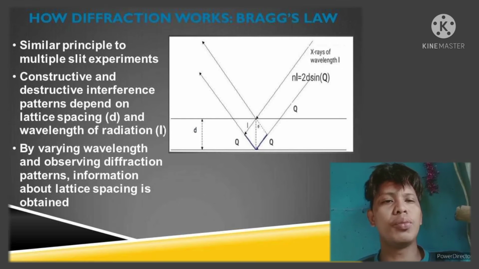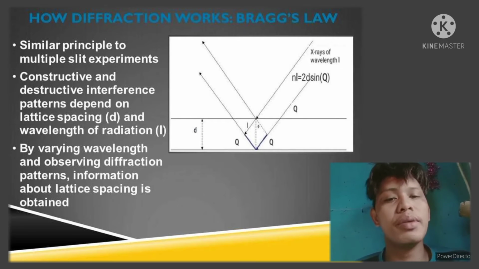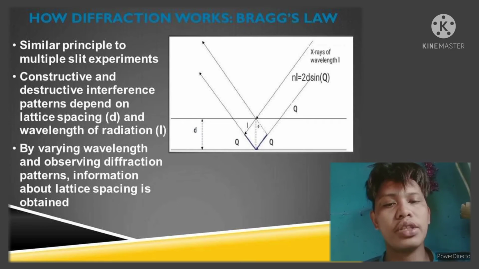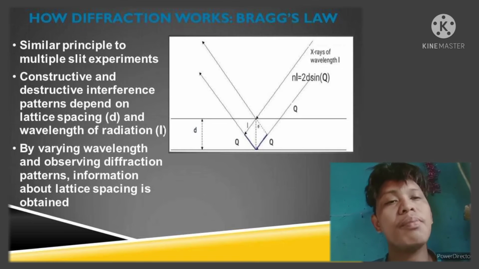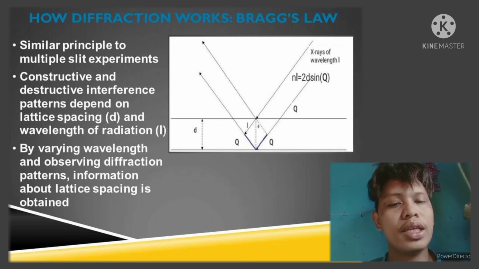According to Bragg's law, X-ray diffraction works on a principle similar to multiple slit experiments. Constructive and destructive interference patterns depend on lattice spacing and wavelengths of radiation. Also, by varying wavelength and observing diffraction patterns, information about lattice spacing is obtained.